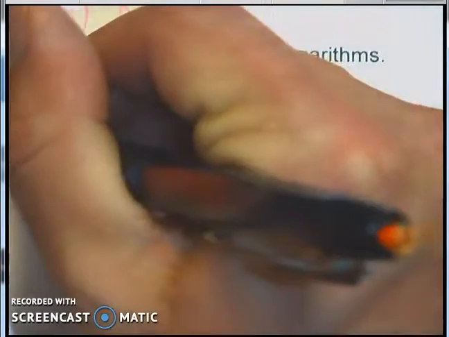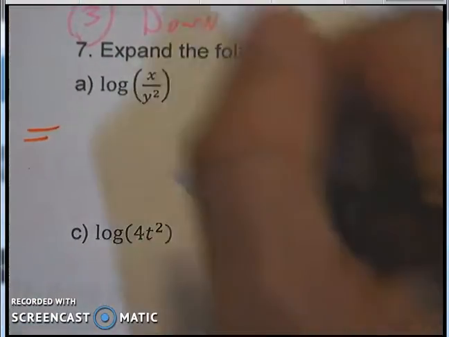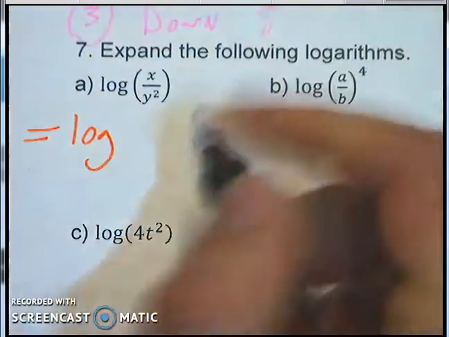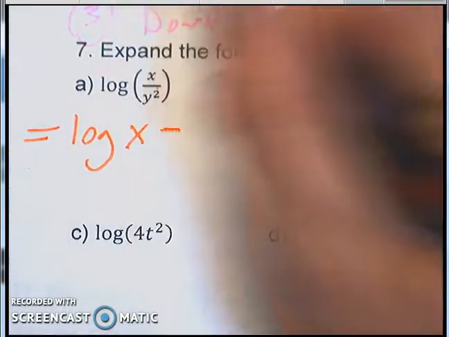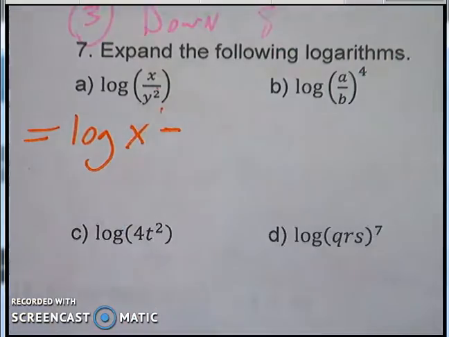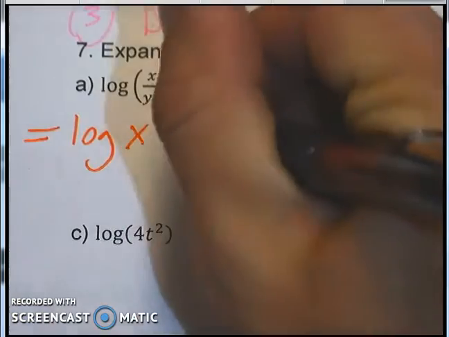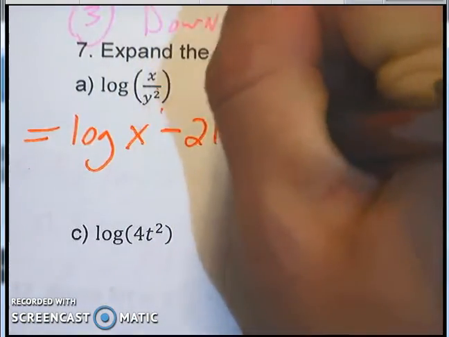So here I'm going to take this one logarithm and I'm going to expand it into 2 logarithms. I see an x, I see a divide sign, so I'm going to make that minus. Now that y squared, I'm going to take the 2 in the exponent and move it out front, so make that 2 log y.